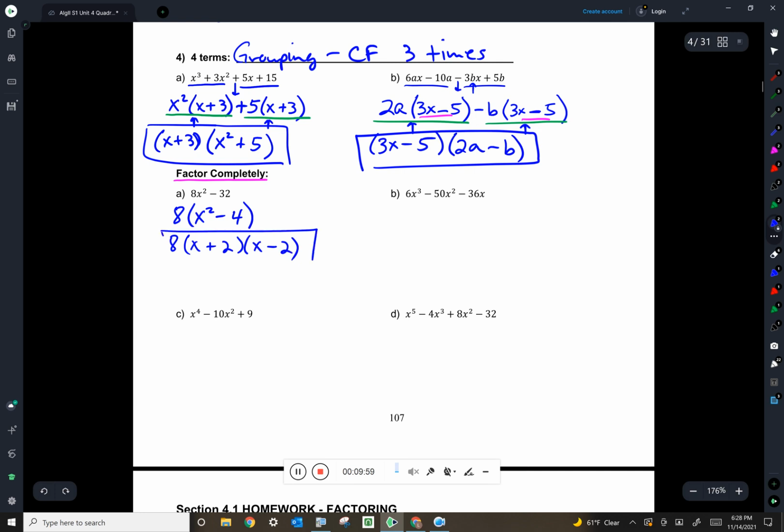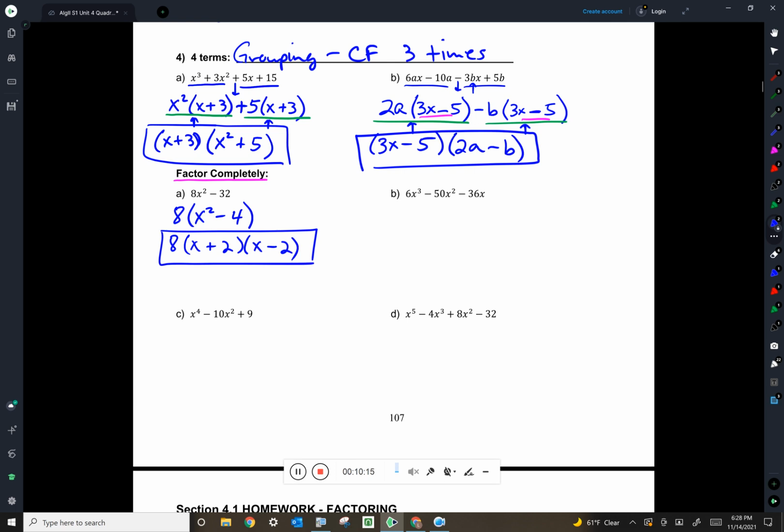So not only did I do common factor, but I also did difference of squares. So that's why it says factor completely. You might be able to factor it one time, but then you look and see if you can factor it again. Okay, so on letter B, I see 3 terms, but I don't automatically jump to trial and error.